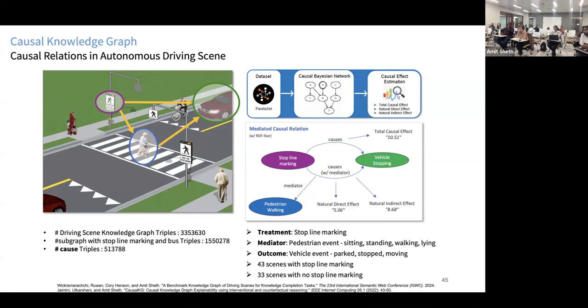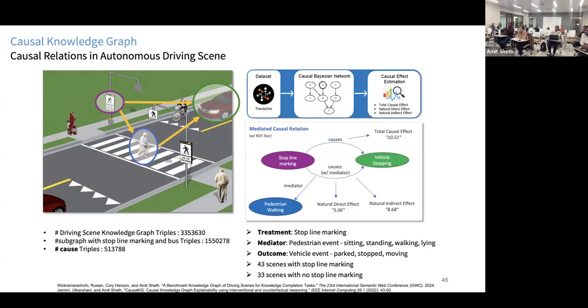Yes, by seeing the stop sign. So how is this related? The purple one, the stop line marking, is the treatment. The outcome is the car stopping. Right, so there's one relation. In the second relation, the car will also stop. The outcome will be stop, and there is also a treatment and a mediator. So the pedestrian is a mediator here. So this is the Bayesian network in this case.